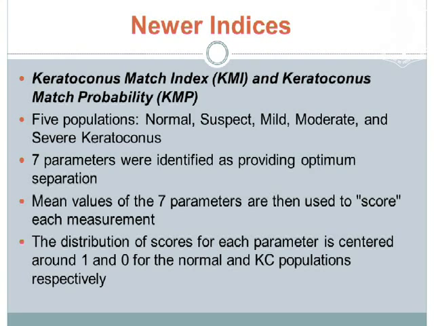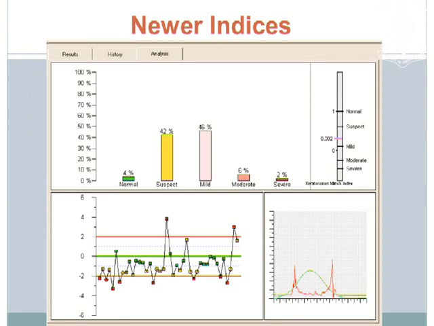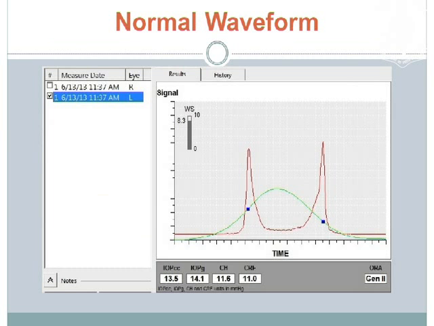These 7 parameters form part of the keratoconus match index, and these are displayed in the third version of the ocular response analyzer. What it does is it compares the KMI to the normals and suspects, and then it classifies keratoconus accordingly: suspect, mild, moderate, and severe. So this is a typical normal waveform where you can see that the peaks are very high, the peak is very smooth, the amplitude is high, and there are no breaks in the peaks.